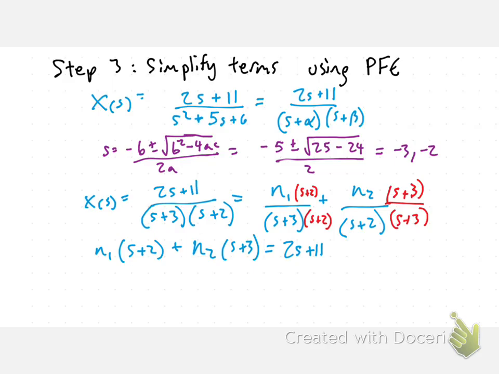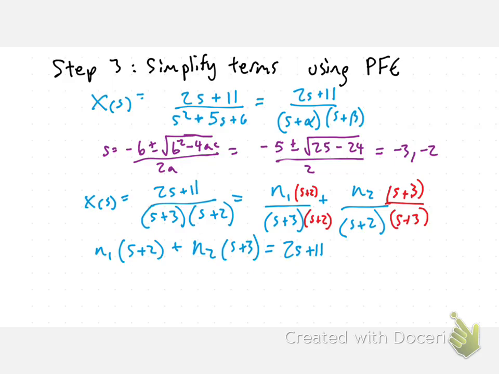I'm not going to explain this every time, but since we're early on in the semester, let's try to explain things a little further. You can press pause on the video and try to find the values of n1 and n2 yourself. You could do that by saying n1 times s plus n2 times s is equal to 2s, and 2n1 plus 3n2 is equal to 11, or you could set s equal to negative 2, or s equal to negative 3, to isolate your n1 and n2 terms.